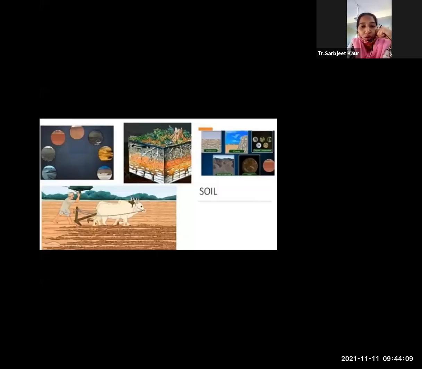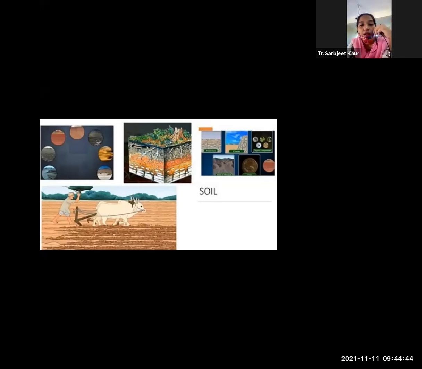Here you can see soil. I have said in the previous slide also what the farmer is doing. The farmer is ploughing the field with the help of bullocks, and also with the help of tools. You can see the soil layer. In the second picture, you can see the layers of the soil and how the soil is formed. It takes thousands of years.